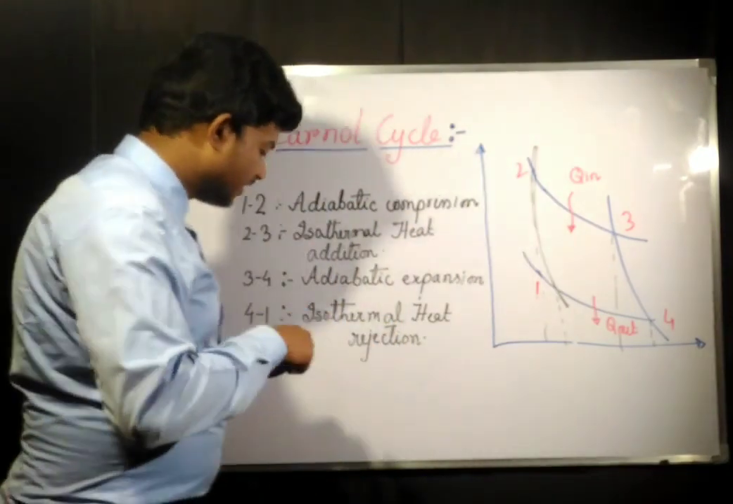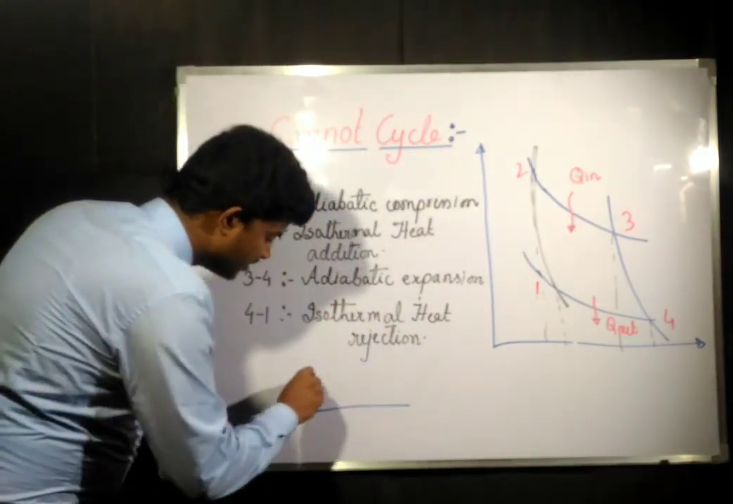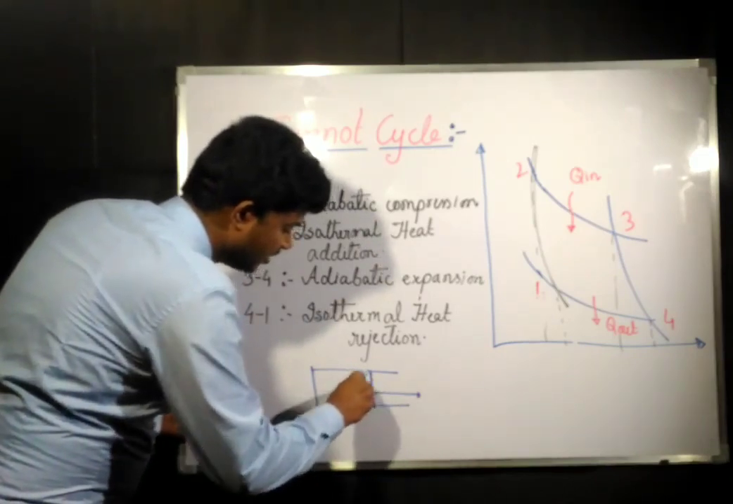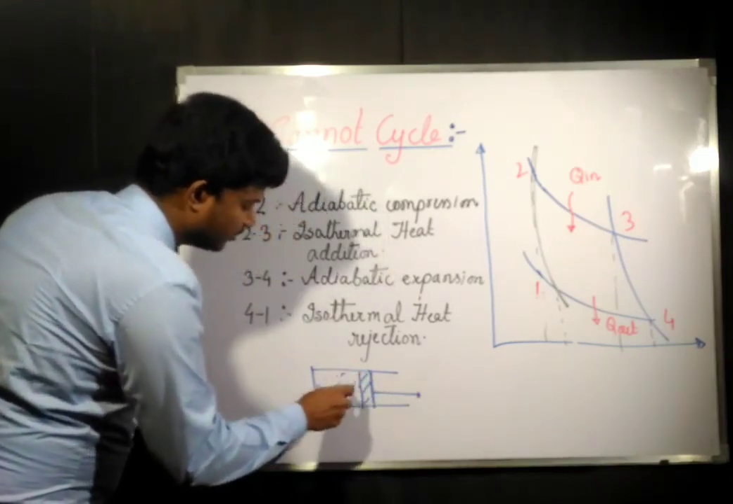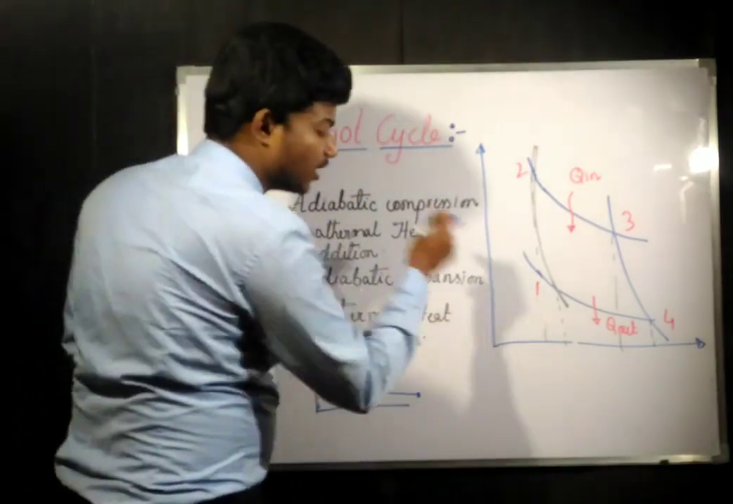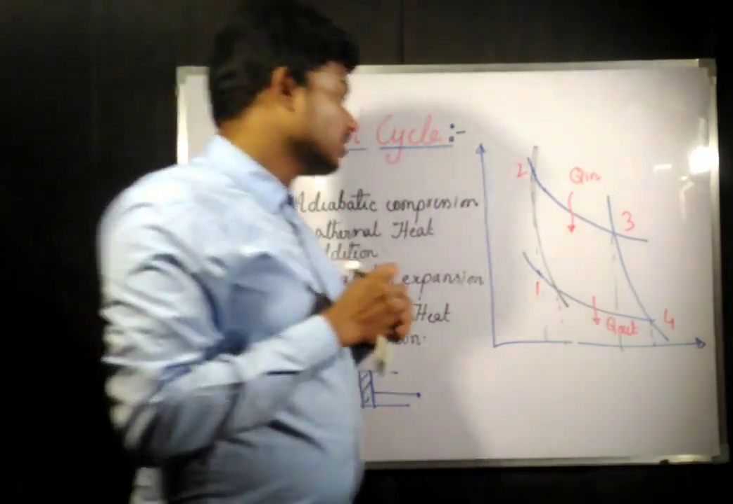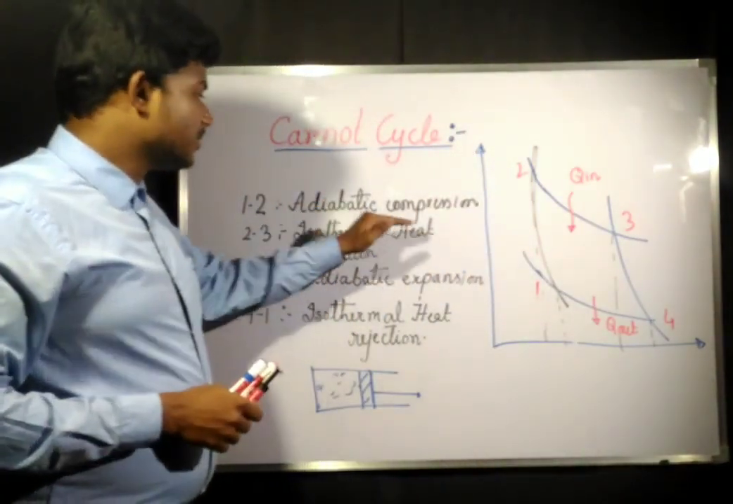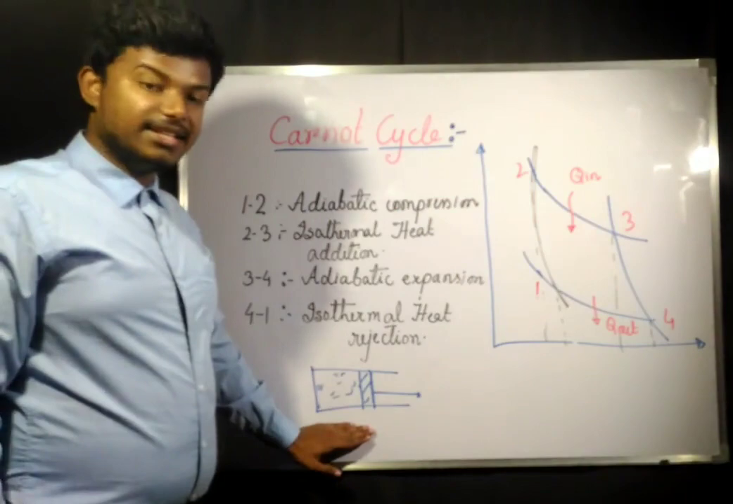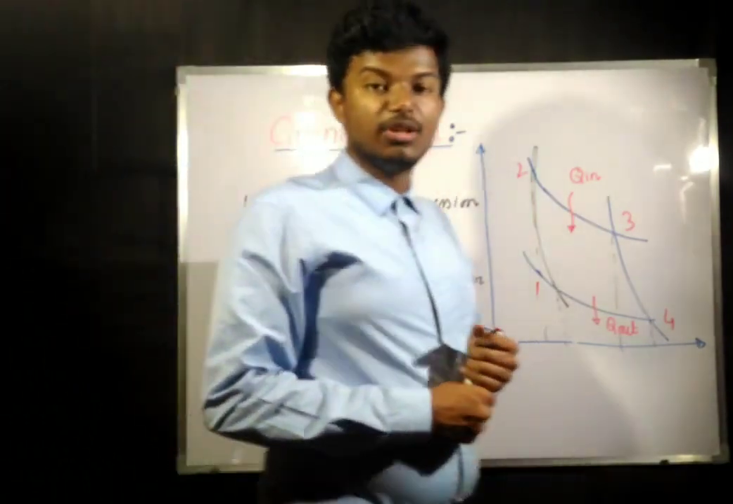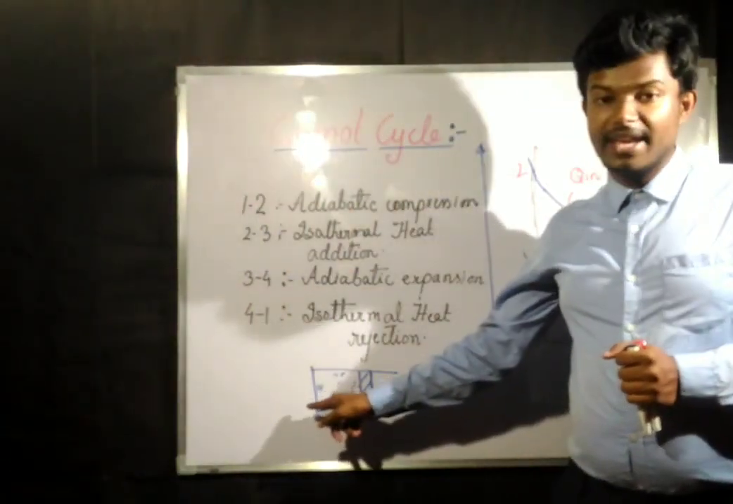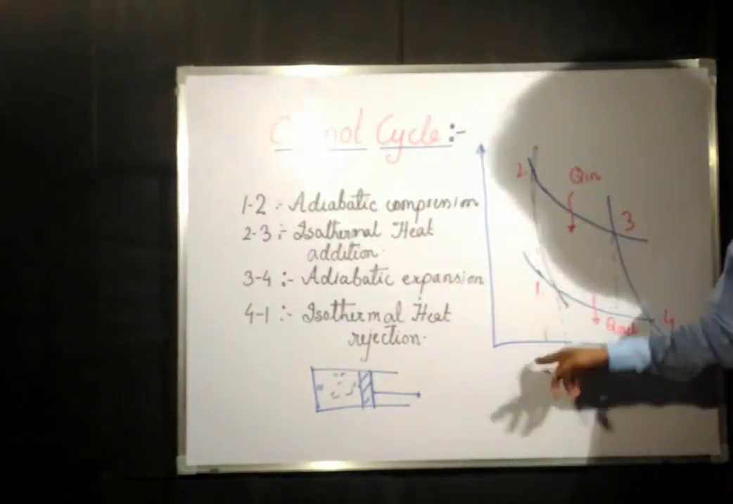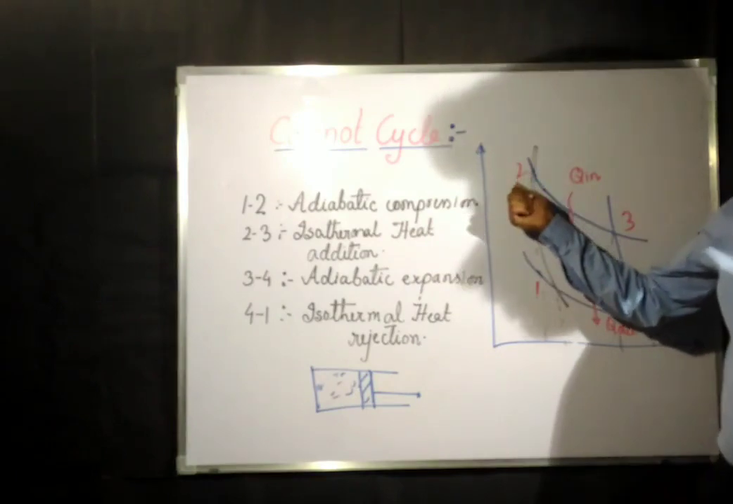Let us take an example of a piston cylinder arrangement. This is the piston and there is some air. Now this is state 1. Now what happens from 1 to 2? From 1 to 2 adiabatic compression, without any heat addition, this compression is going to be there. We will compress this air. Then after compressing this, the volume is going to decrease and it will reach point 2.